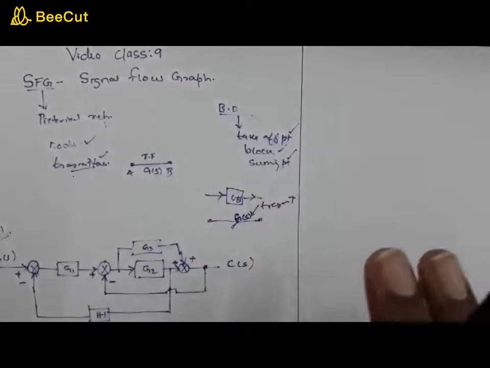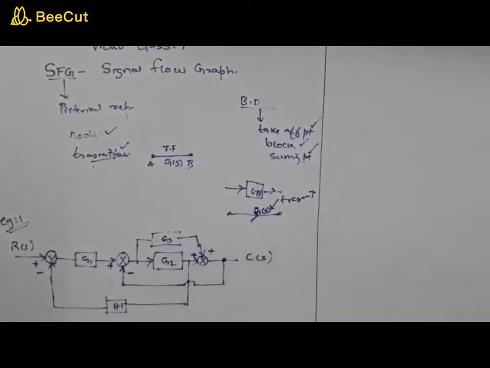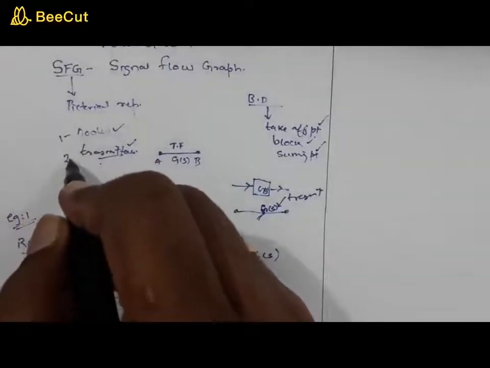So in short, in order to simplify a block diagram, the block, the summing point, and the takeoff point will be replaced by nodes and transmittance in SFG. So there are only two components in SFG. One is nodes, the other one is transmittance. Now let's see some examples of SFGs.